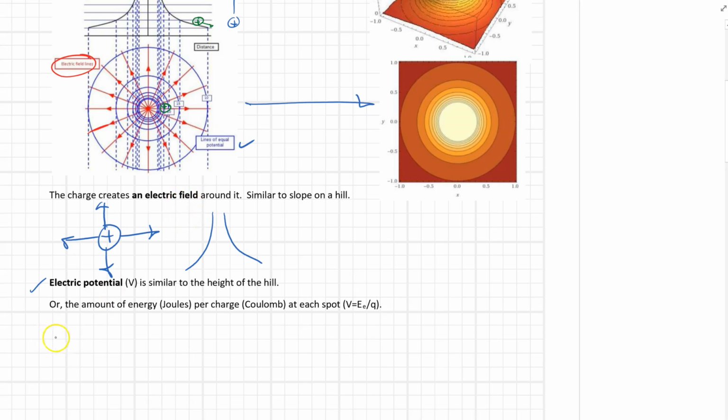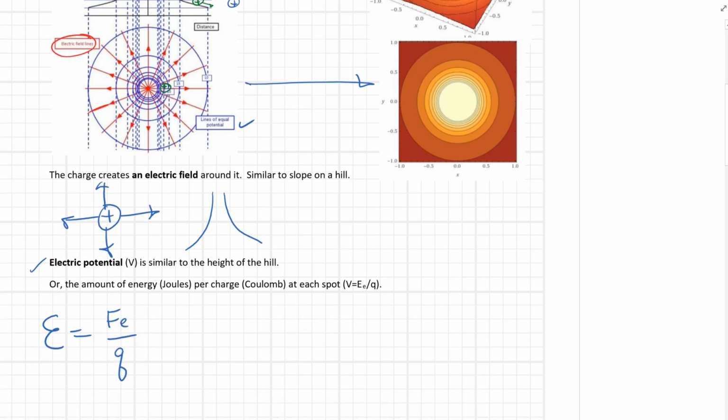For electric field, I'd like to use this E symbol, and I'm going to say it's the amount of force per charge. So the units for electric field would be newtons per coulomb, because it's how much force per coulomb. And it has direction, so I'm going to put an arrow over that, reminding me that it is a vector.